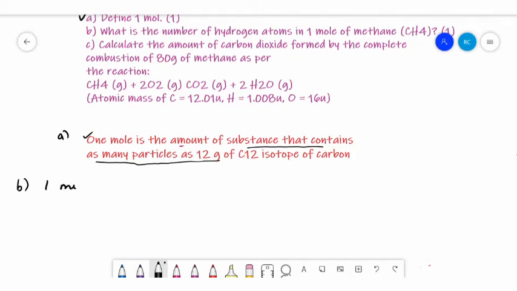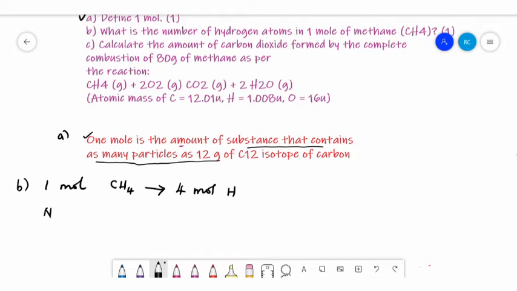Okay, I'm writing here 1 mole methane. Methane formula is CH4. How many hydrogen atoms are there? There are 4 hydrogen atoms. Okay, which means that there is 4 mole hydrogen. Okay, so 1 mole methane contains 4 mole hydrogen. Okay, so 1 mole hydrogen has 6.022 into 10 raised to 23 atoms. So what about the number of atoms in 4 mole hydrogen?